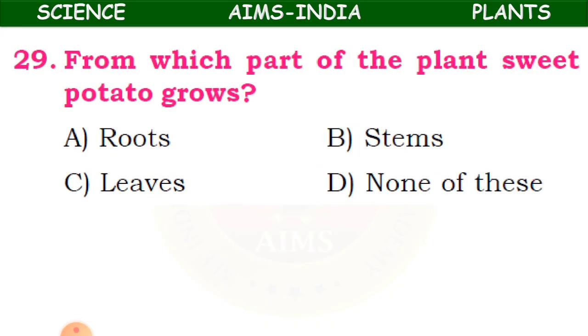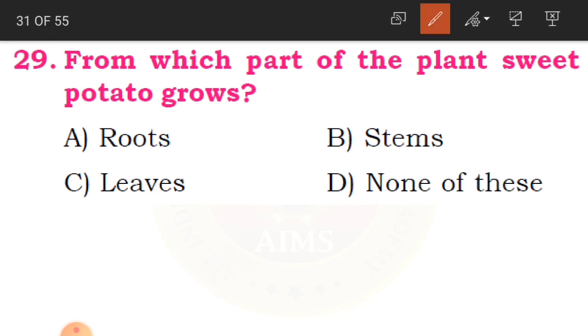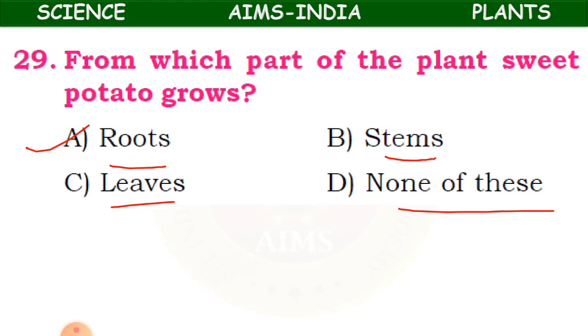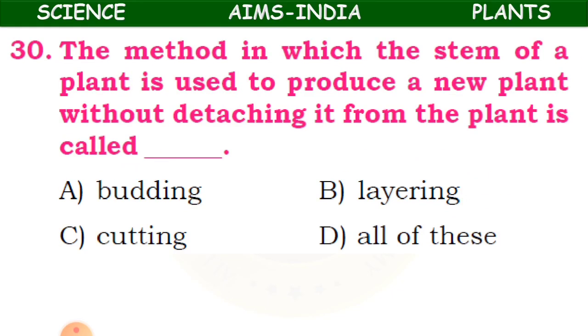From which part of the plant does sweet potato grow? Okay children, this also we have come across. So it must be very easy for you to give the answer. Whether from roots, stems, leaves or none of these. Potato grows from the eyes. Here, sweet potato grows from the roots. Okay children, clear? Now the last question for today.